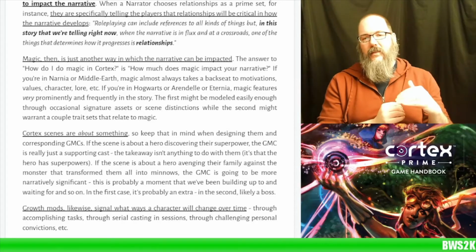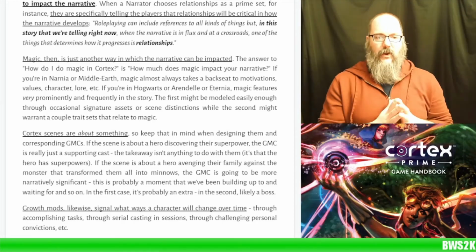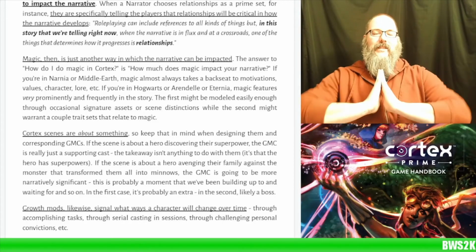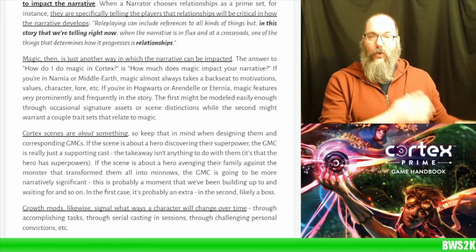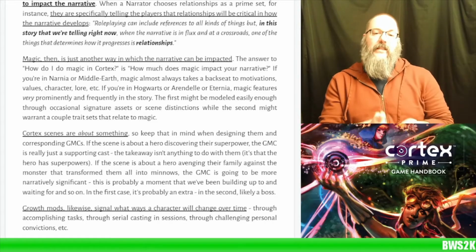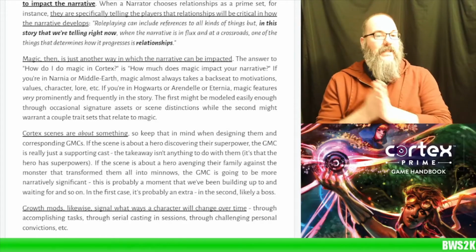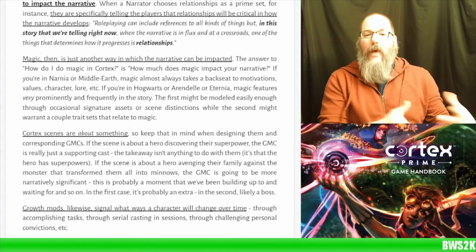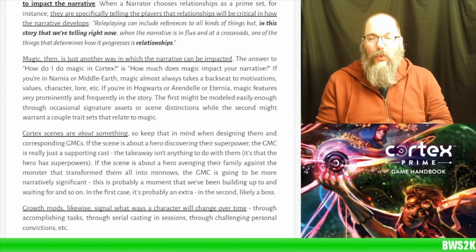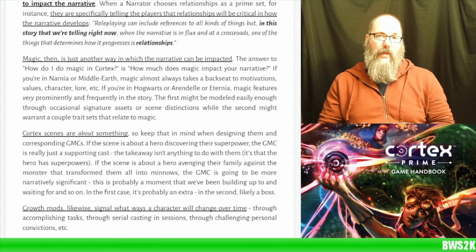The next two pieces are kind of offshoots of that, connected but not directly in the same sphere. Cortex scenes are about something, so you have to keep that in mind when you're designing them and when you're designing corresponding GMCs. If the scene, for instance, is about a hero discovering their superpower, the GMC is really just a supporting cast. The takeaway of that scene isn't anything to do with the GMC. The point of the scene was to show that the hero has superpowers.